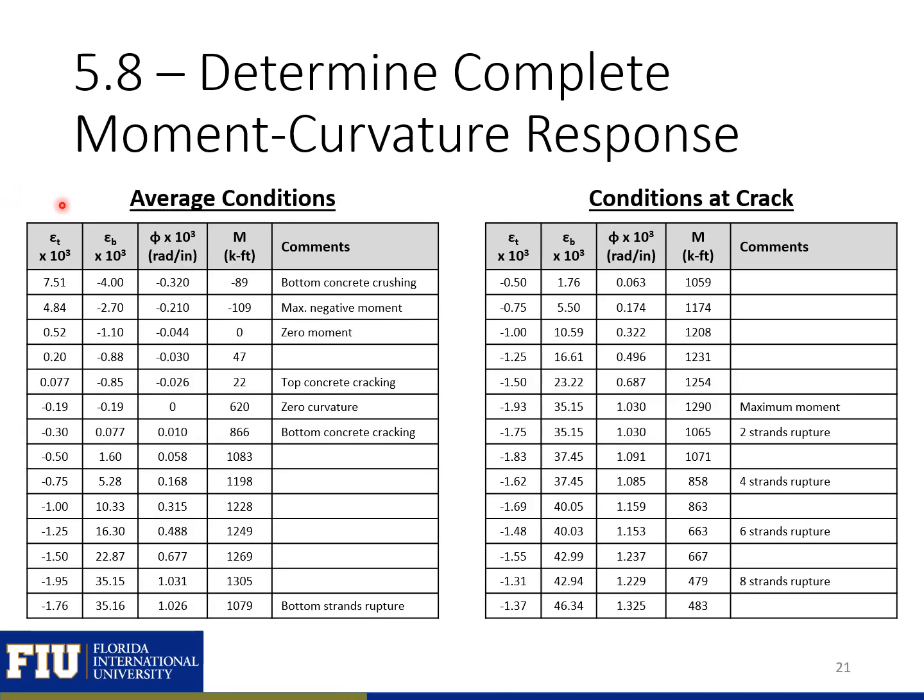Using Response 2000, we can find the average condition, including tension stiffening, and the conditions at a crack, or local conditions, not including tension stiffening. You can see we can find the top and bottom fiber strains, which allows us to find our curvature, and the moments that correspond to each one of these points. I laid out some comments on some of these different points, and you can see that because we have such a wide top flange, we have rupturing of our strands as we increase our curvature.